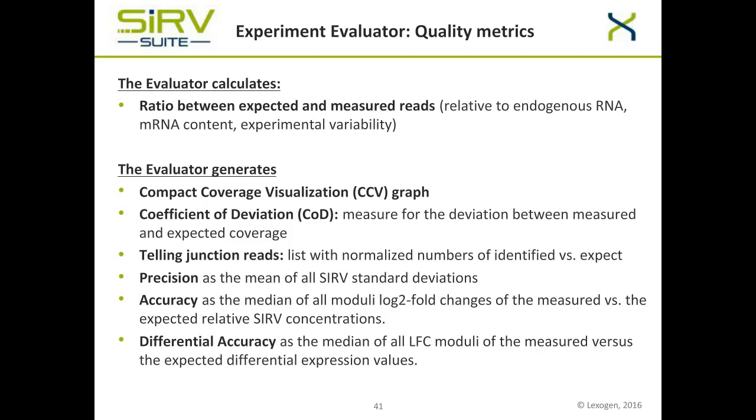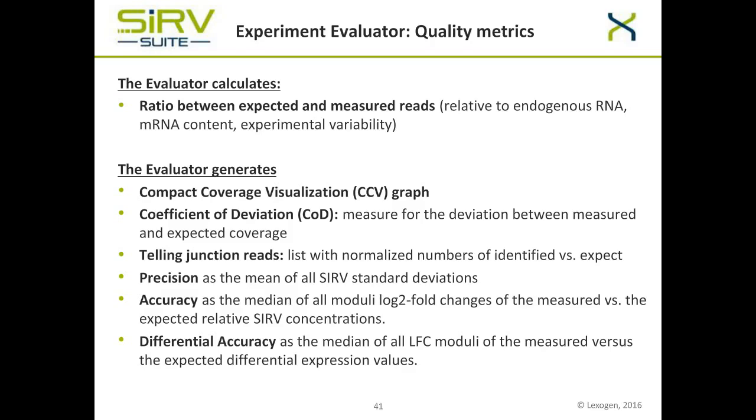And that means that if you have, for example, used 100 nanogram of total RNA input, and you're sure that you have spiked in 1% of the SIRVs, then the evaluator can calculate the mRNA content. So the percentage of the reads that map to the endogenous RNA will give away now the mRNA content. But more importantly, the evaluator can now examine the experimental variability.